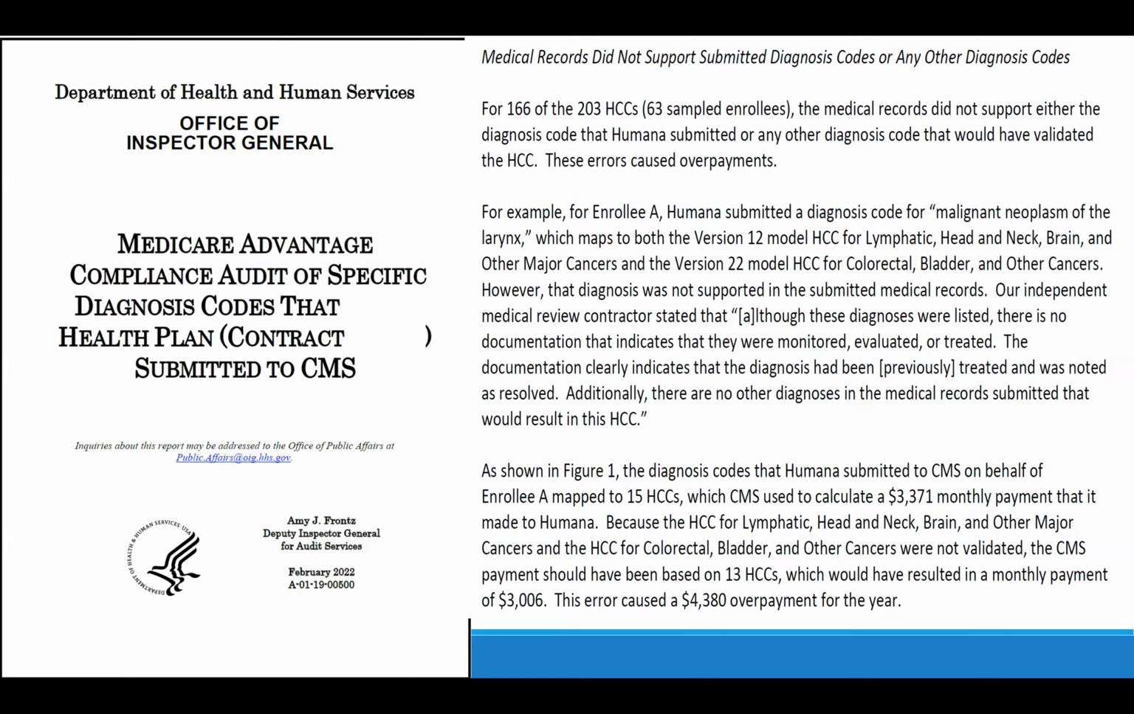Okay, so this is just one beneficiary. As shown in Figure 1, the diagnosis codes that Humana submitted to CMS on behalf of enrollee A mapped to 15 HCCs. CMS used this to calculate a $3,371 monthly payment made to Humana. Because the HCC for lymphatic, head, neck, brain, and other major cancers, and the HCC for colorectal, bladder, and other cancers were not validated, the CMS payment should have been based on 13 HCCs, which would have resulted in a monthly payment of $3,006.